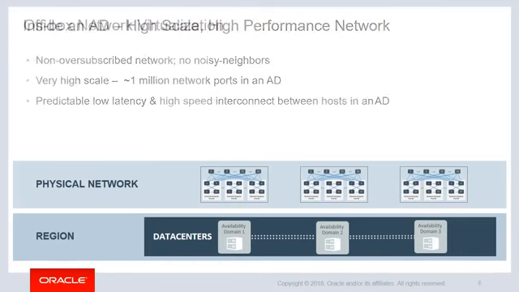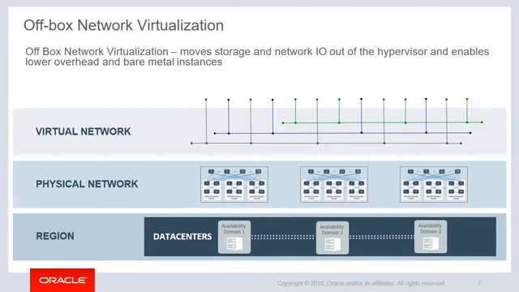Now on top of the physical network, we have our virtual network and one of the unique capabilities called off-box network virtualization. This capability basically means that we have moved storage and network I/O out of the hypervisor into custom silicon cards. Now this enables nearly zero virtualization overhead and complete bare metal performance. Now with this, you can run whatever you like on our infrastructure.